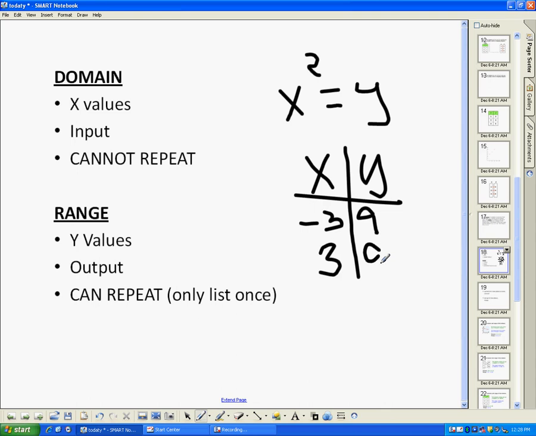3 squared is 9. My x values can't repeat, because if I plug in -3, I'm just going to keep getting 9. No matter how many times I plug in -3, I'm still going to get 9. So the x's are not going to repeat. The y values, however, can repeat, because it is possible to have different x values get the same y value answer. So if I plug in -3 here, I get 9. If I plug in +3, I also get 9. So the domain here would be -3 and 3, and the range is simply 9. This works. This is possible. Okay?